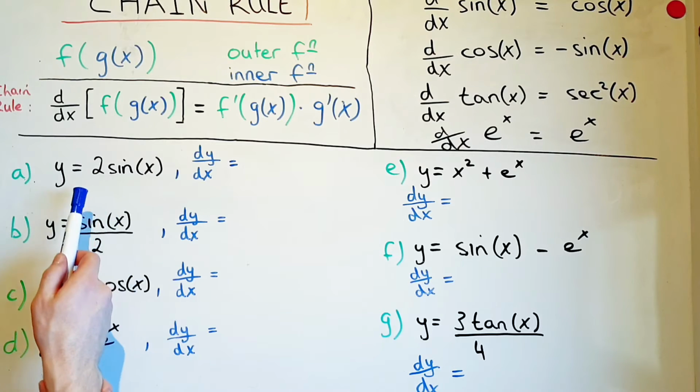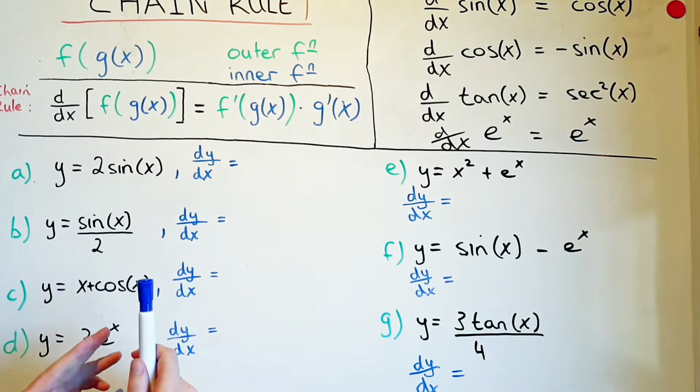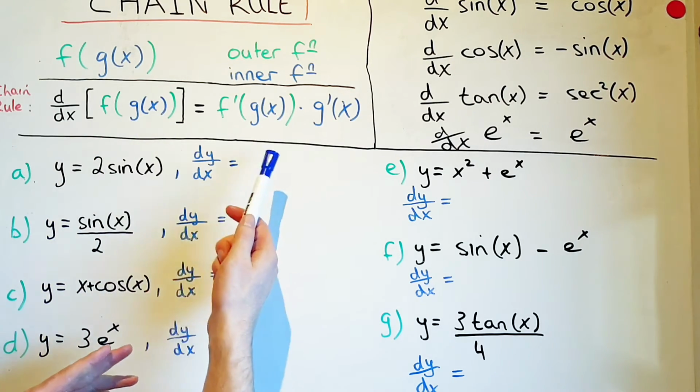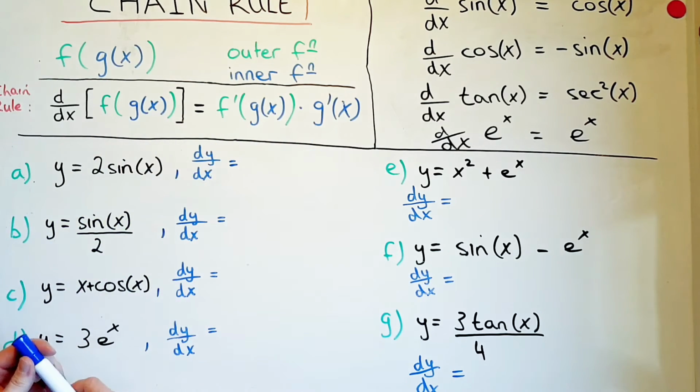So y is just our function with respect to x, and we have 2 sine of x. The important bit to note here is that we need to use the chain rule. So what's the outer function, and what's the inner function? Because once we know them, applying this is very straightforward.